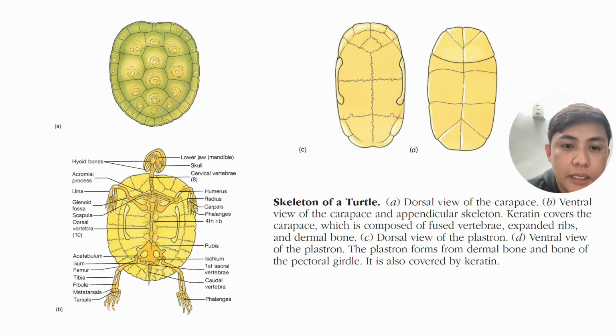Letter C is a dorsal view of the plastron, which is the ventral side of the turtle. The ventral view of the plastron forms some dermal bone and a bone of the pectoral girdle. It is also covered by keratin. So both sides of the turtle, the carapace and the plastron, are covered in keratin, which is a strong protein constituent.